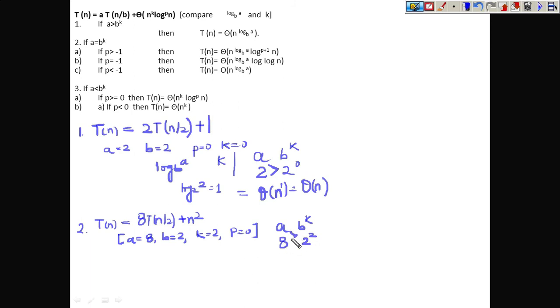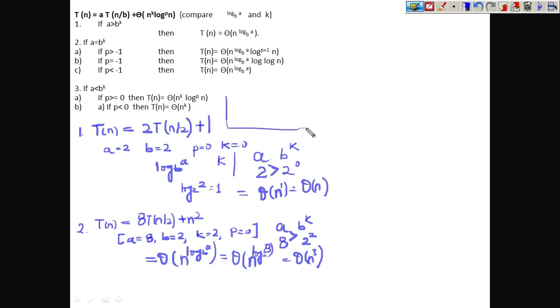That is, a is more than b power k. So our answer is theta n power log a base b, that is theta n power log 8 base 2, which is theta n cube. So this is our answer. You can directly apply the master theorem and get the answer.